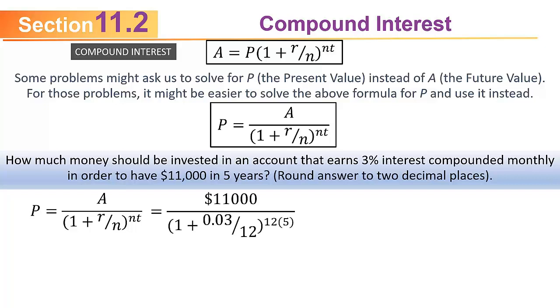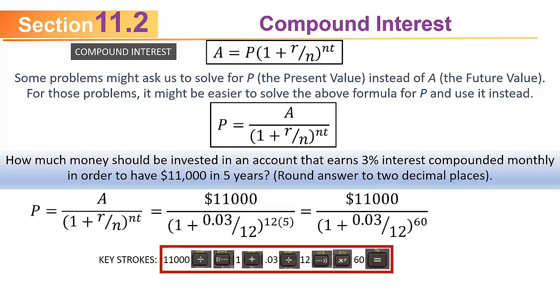$11,000 is the future value. In other words, you want to have $11,000 in 5 years later. That $11,000 is a future value. That's what capital A is. The interest is 3%, which is 0.03. It's compounded monthly, so N is 12, and you're doing it for 5 years, so T is equal to 5. Again, if you go ahead and take care of the exponent, do 12 times 5 is 60, you can type the rest of it in.